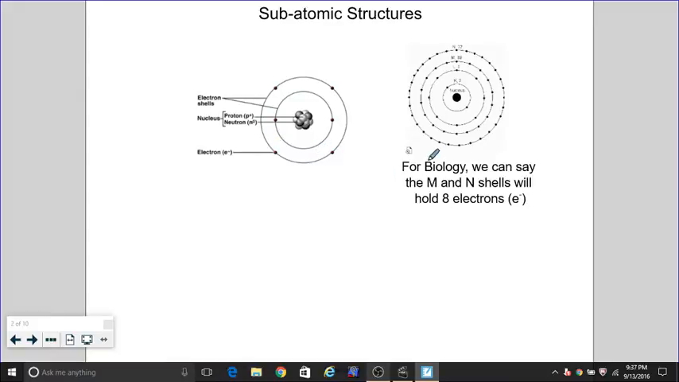Even though electrons are not actually in these shells, we still write them this way, and we consider there to be 4 shells, K, L, M, and N. K can hold 2 electrons, L can hold 8 electrons, and although M and N can hold a lot of electrons, for our purposes they're only going to hold 8 each.